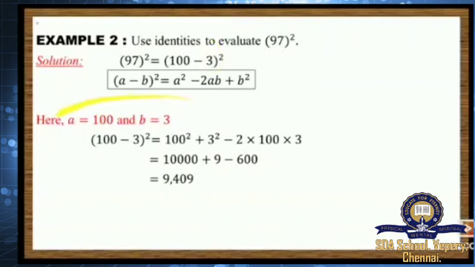Substituting a equal to 100 and b equal to 3 in the above identity, we will get (100 - 3) the whole square equals 100 square plus 3 square minus 2 into 100 into 3. So 100 square is nothing but 10,000, 3 square is 9, and 2 into 100 is 200, 200 into 3 is 600. So when you solve this, you will get 9,409.